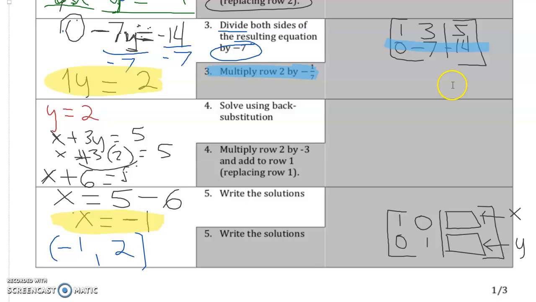-1/7. And the reason we use -1/7 is because it is the multiplicative inverse of -7, meaning that if we multiply -7 by this number that we have here, and this is only happening to row 2, so that's important to note. If we multiply -1/7 times -7, we're going to get -7/7, and that will equal 1. So let's do this fast, and it will be a 0, 1.